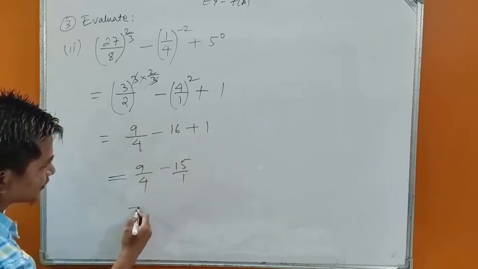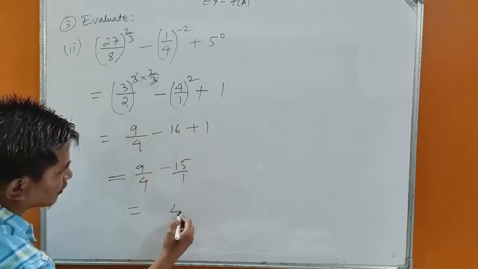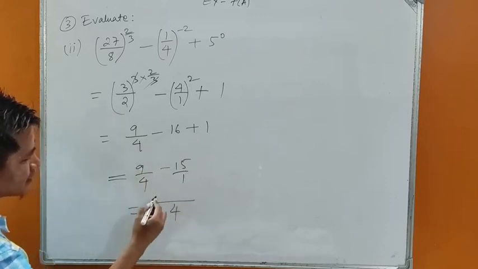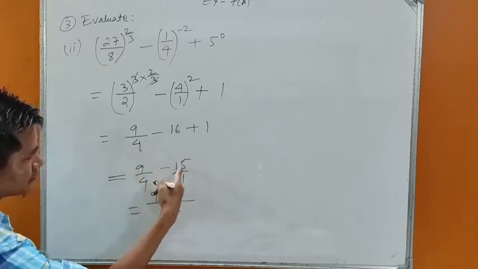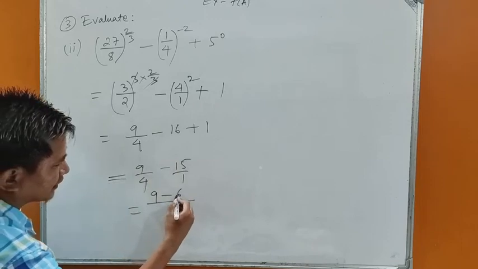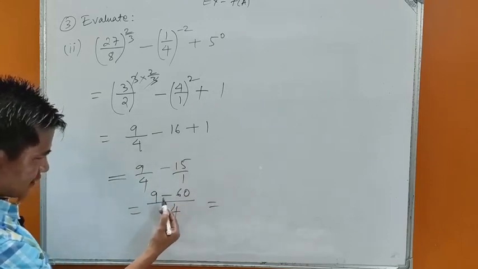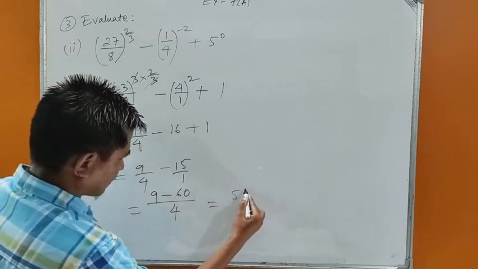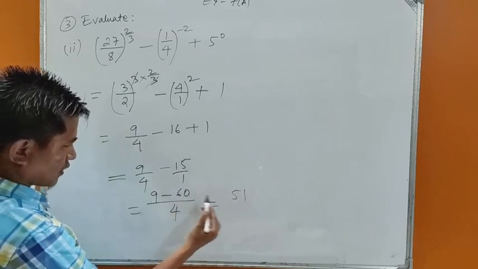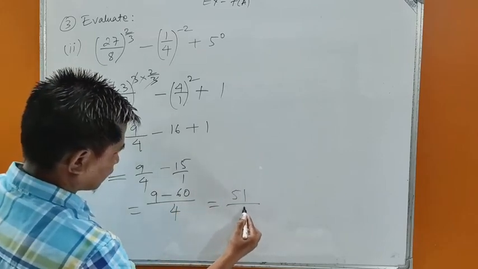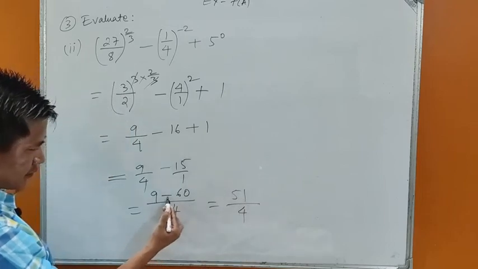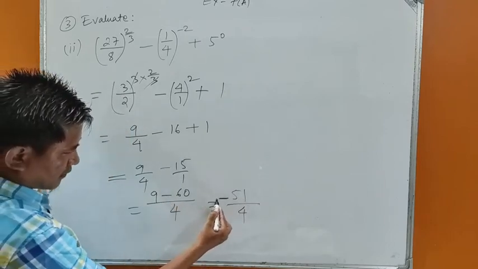Now let's take the LCM. LCM of 4 and 1 is 4. 1 into 9 is 9. Minus 4 into 15. 4 15s are 60. So this gives us 60 minus 9, isn't it? 60 minus 9 is 51. So it becomes 51 upon 4. The sign of the greater number is minus, so the minus comes here.